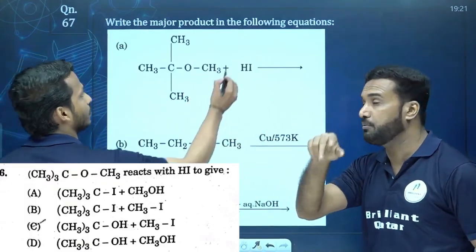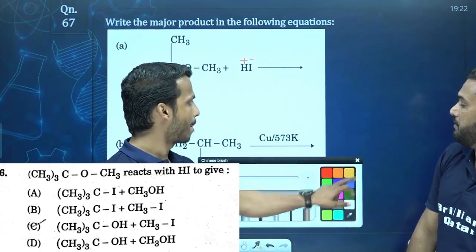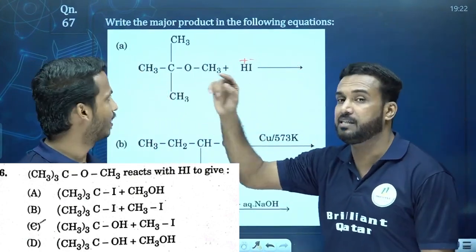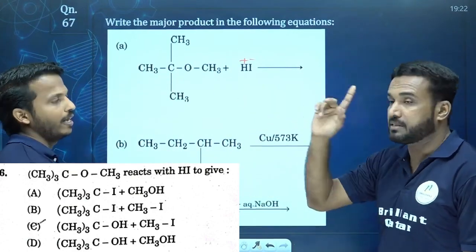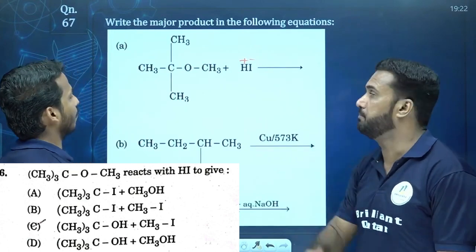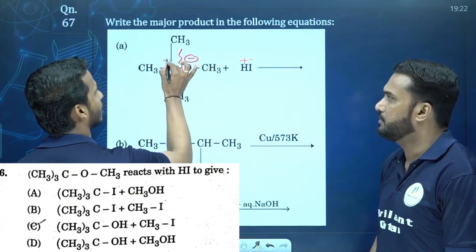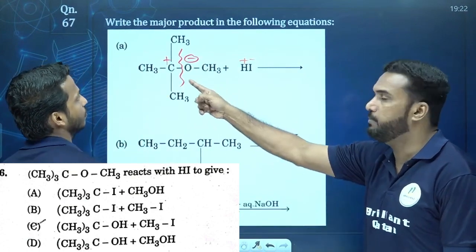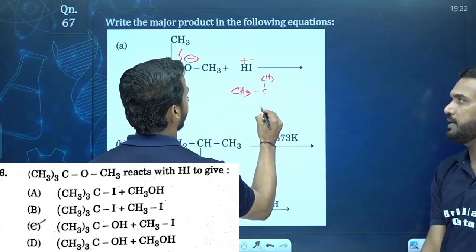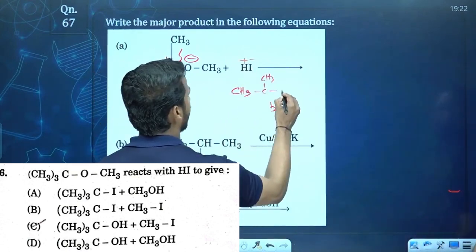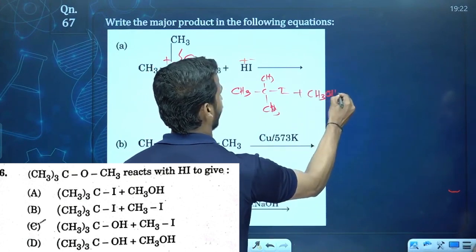This is the second case of addition of HI against an ether. See here, whenever an ether is added against it, a tertiary carbocation forms. This is tertiary, then it forms according to the SN1 mechanism. So you will get the tertiary carbocation, because this is the most stable carbocation. Then I minus will join there. So we can write CH3, placing the iodine here, and on the right side you will get CH3 OH.